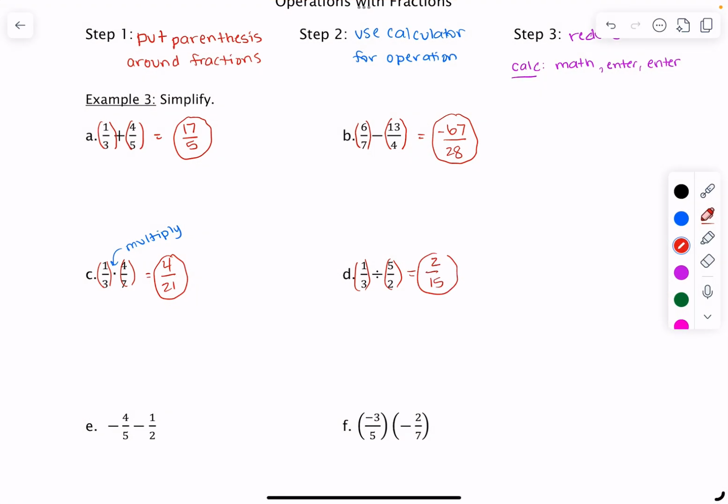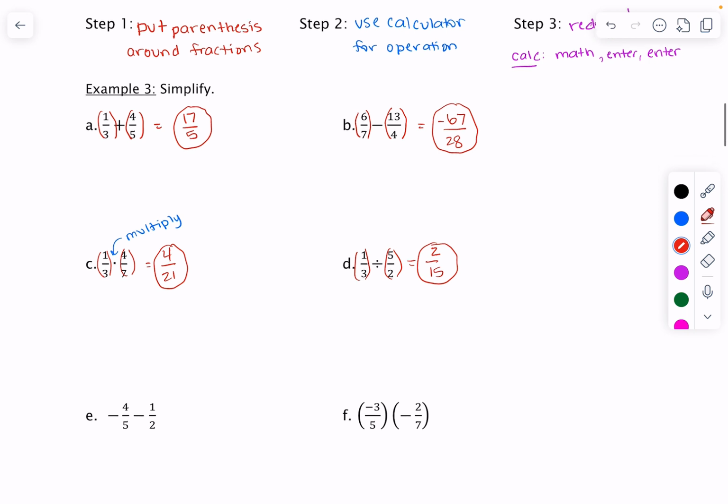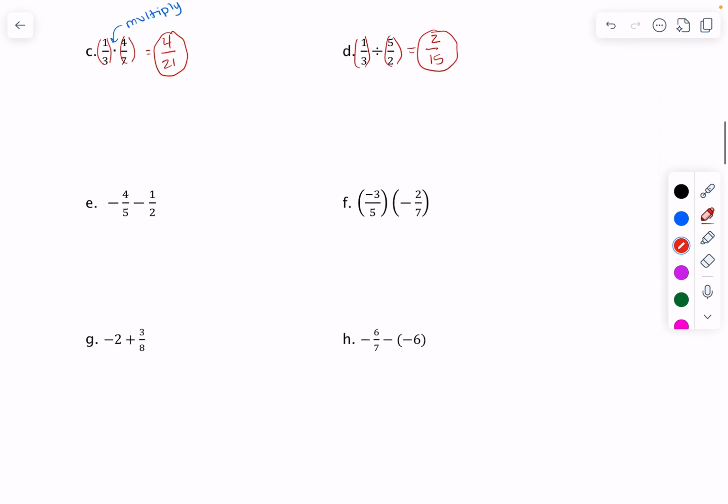Okay. That's much better without doing it by hand. I hope you agree. Okay. The next 4 examples have kind of unique situations. Okay, so the unique situation in E is that we have a negative in front.